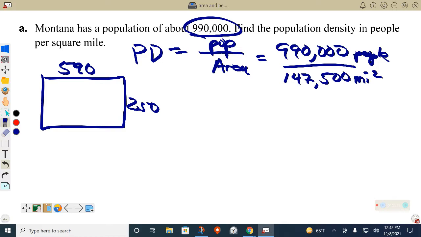Say again? That sounds like a little. Do you see why it's a little bit? It's Montana. There's not big cities there. It's a bunch of farmland, grazing land, natural resources. It's crazy. 7 people per square mile. That's very little, huh? So it gives you an idea of how packed a place is.